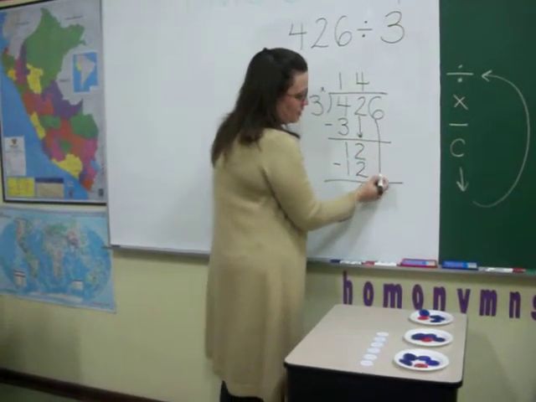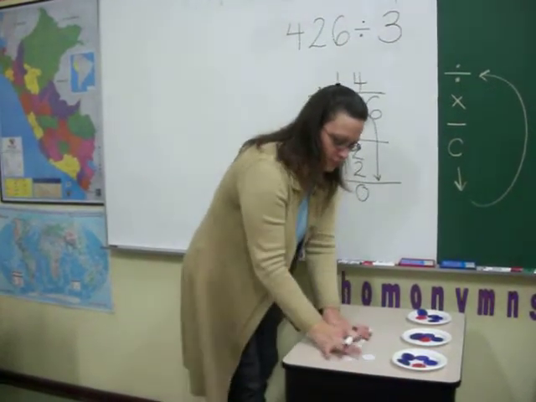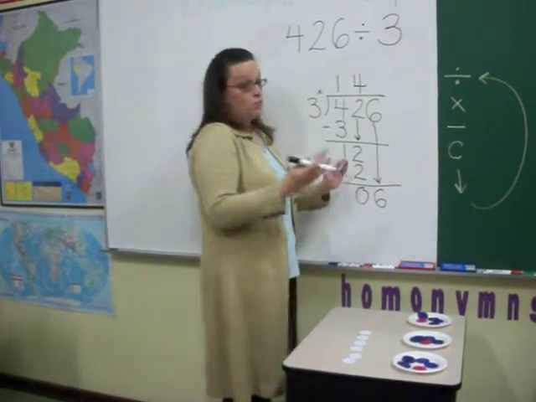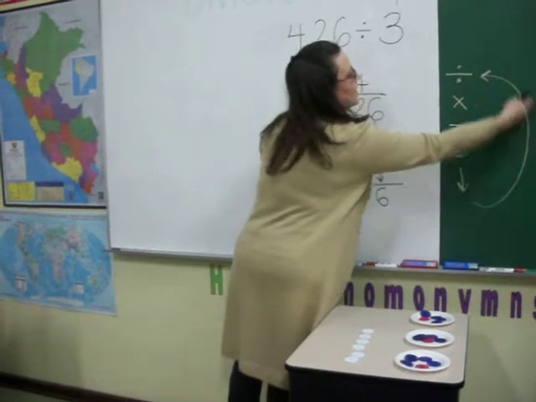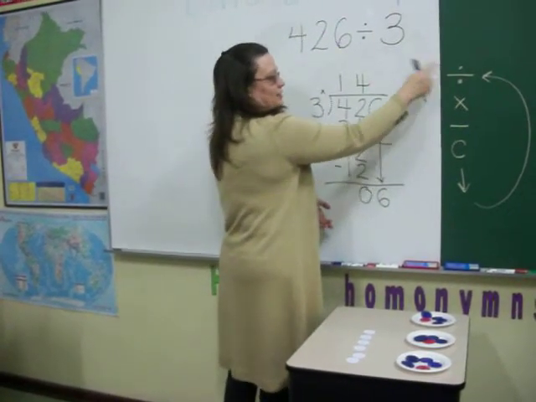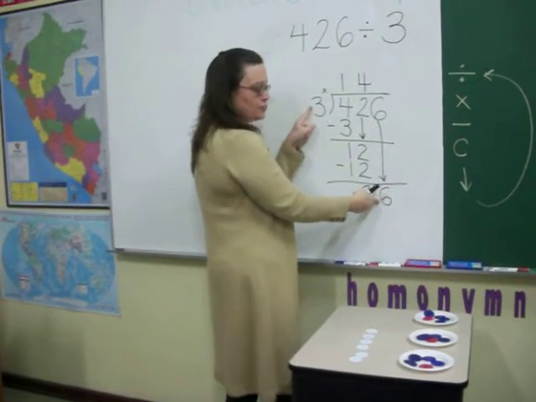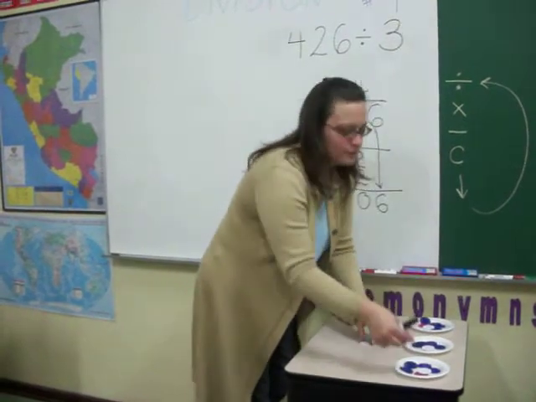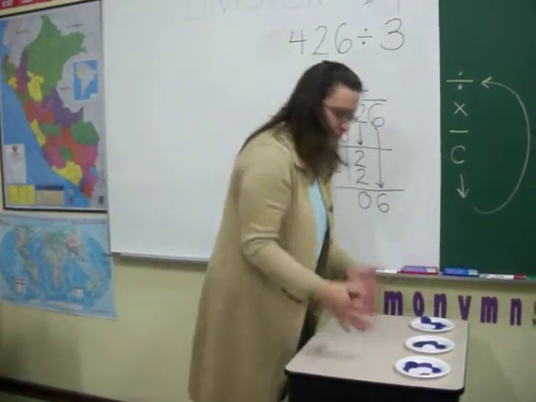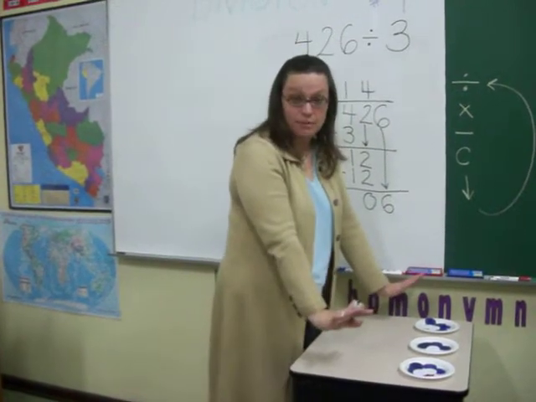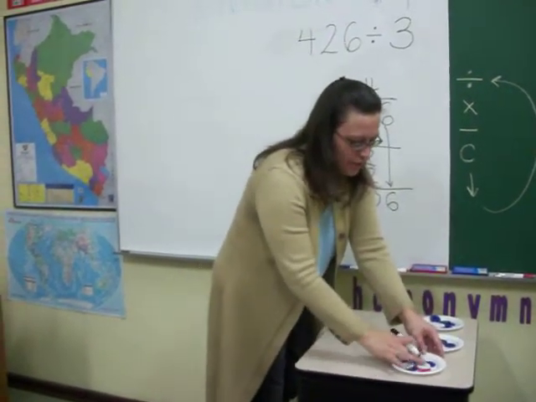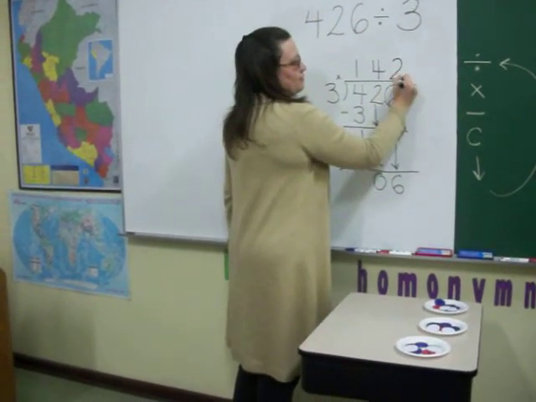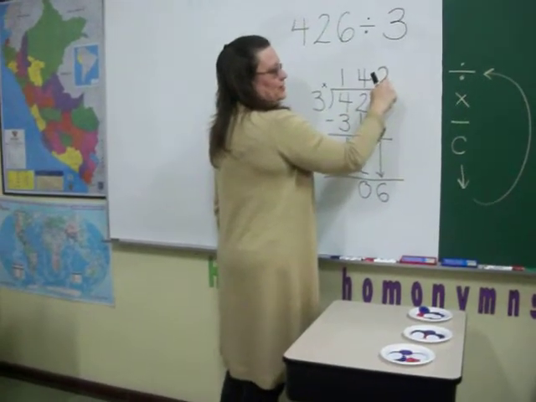Well, I still have ones. How many? 6. What do I do? I go back to the beginning. I divide. 6 divided by 3 friends. 1 for you, 1 for you, 1 for you. 1 for you, 1 for you, 1 for you. Oh, no more. They all have the same number. How many do they each have? 1, 2, 1, 2, 1, 2. They have 2 ones. And because it's at the top, I put the answer at the top.